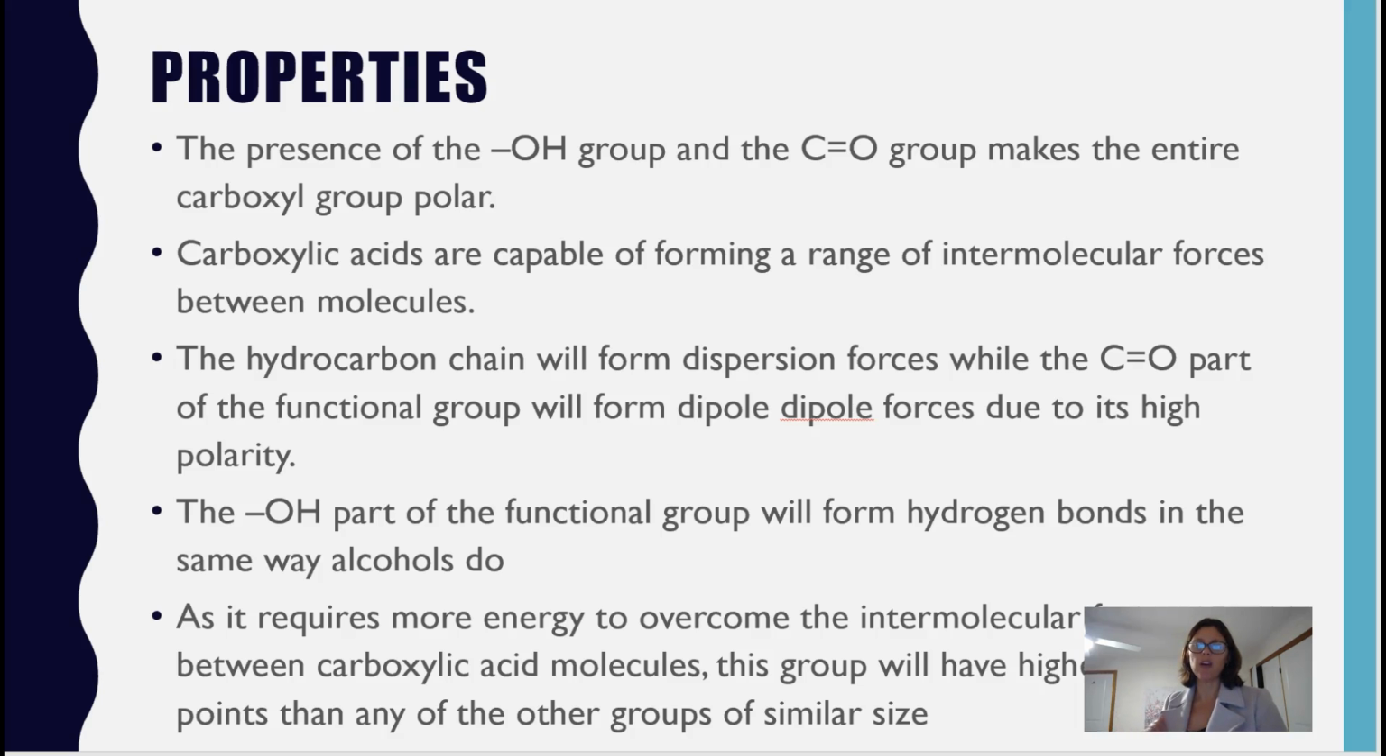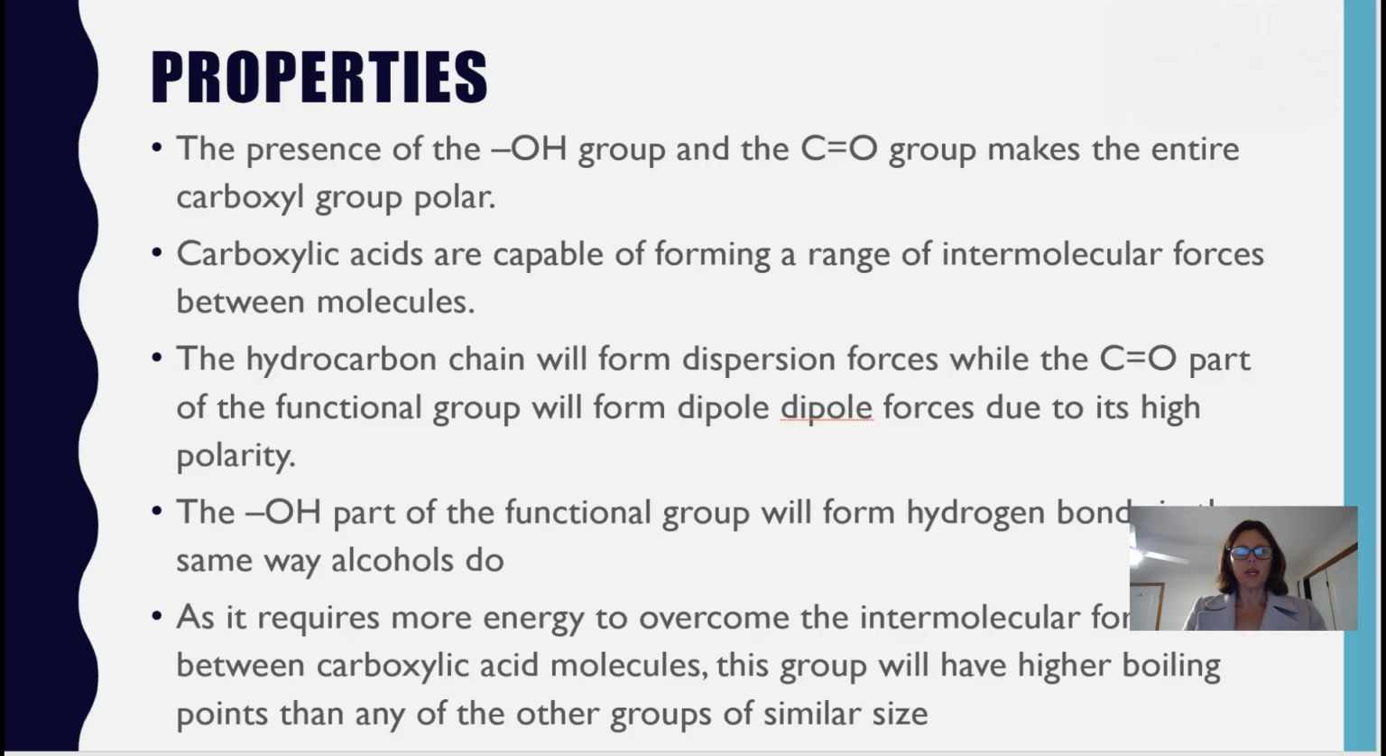So they're going to have even higher boiling points than any other group of a similar size. If we were to compare 1-propanol, it has a boiling point of 97.2, while ethanoic acid, with similar mass, has a boiling point of 118. So you can certainly see a difference in their boiling points due to the different types of bonding that are present in the carboxylic acids compared to those of the alcohols.